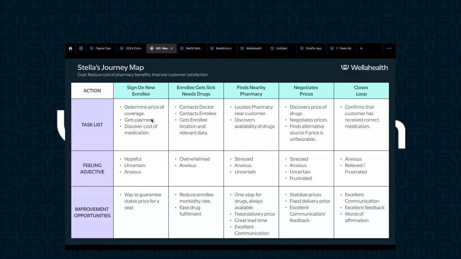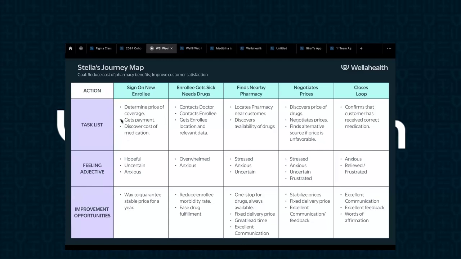So you can see that we set out to try to find a way to solve a problem. Now we're seeing that it's possible that they can even provide a payment platform that makes it easy for them to get payment, or to discover the costs of medication. So in breaking down this action into smaller points of things she has to do, we open up different opportunities in ways we can intervene or in ways we can improve this user's life.